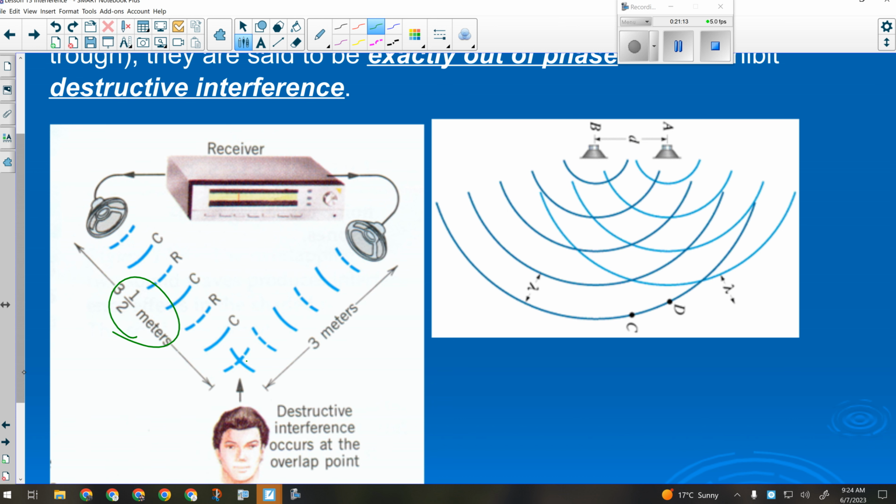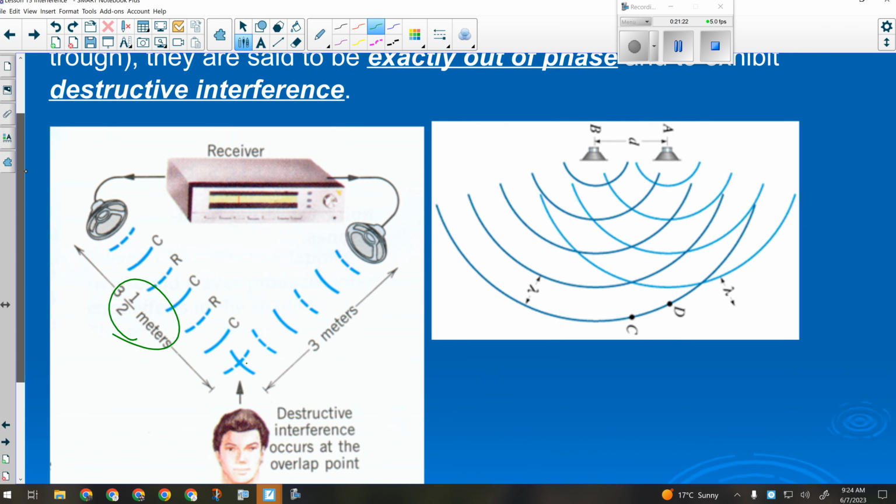You won't hear anything? If this was in an anechoic chamber, yeah, I would hear nothing at all. That's weird. Yeah. Okay? So, does that sort of make sense to everybody?